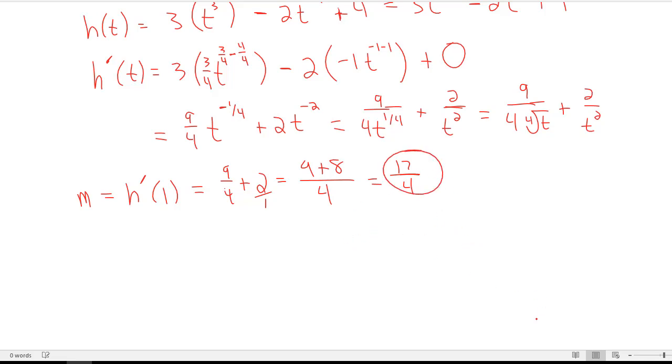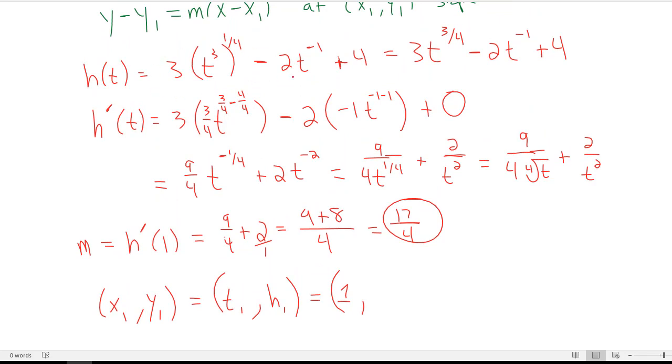So I have my slope of 17/4. I need my point x1, y1. Right? So what's the point x1, y1? Now, technically, I'm using the wrong symbolism here. This is really the domain t1. The y values were h's. Whatever, same thing conceptually. We have an input of 1. What's the output?